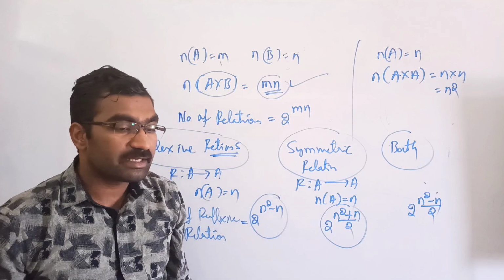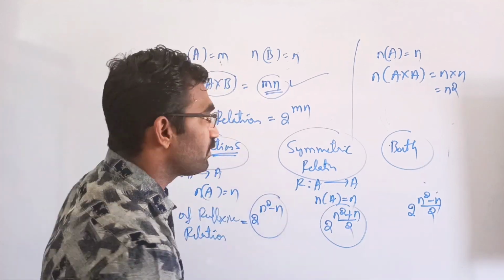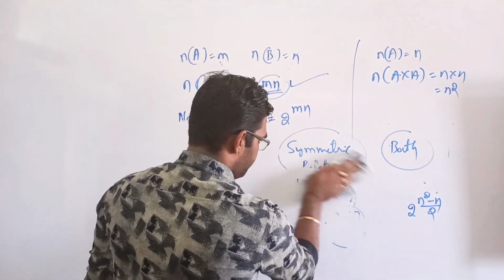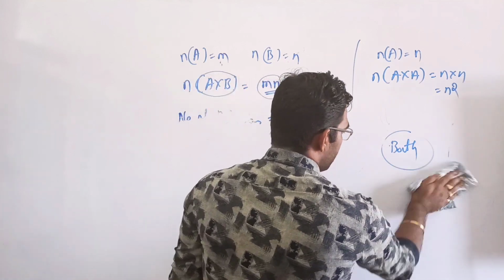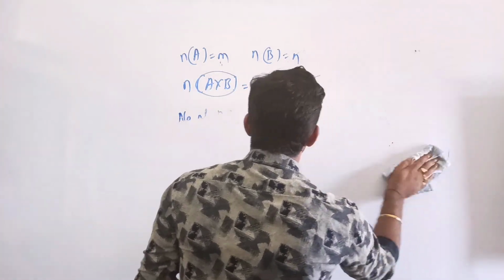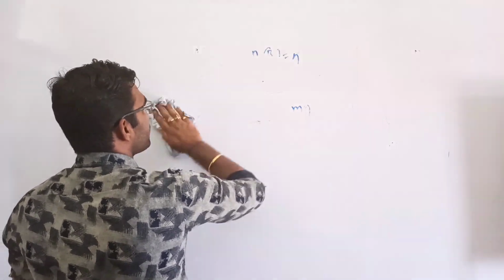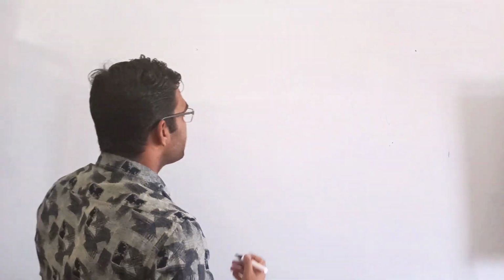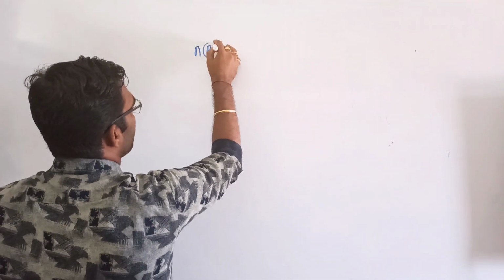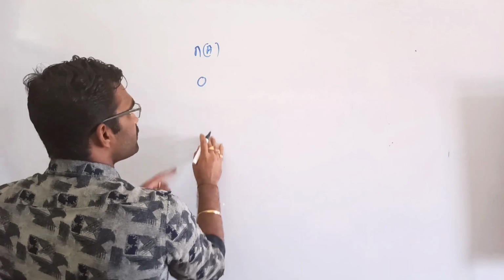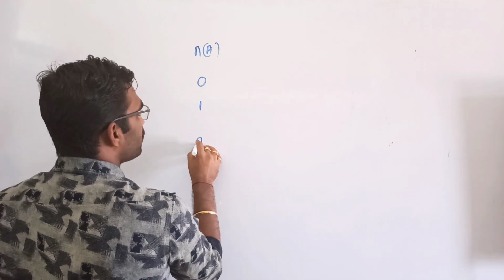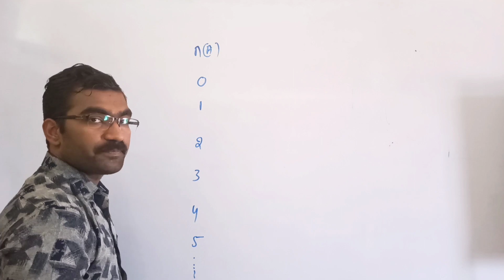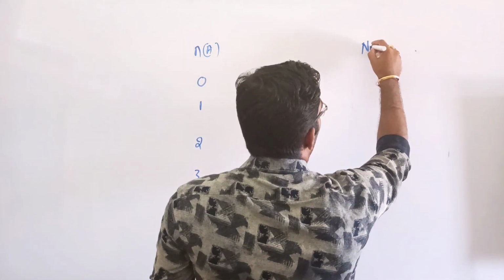Now I am going to discuss the number of equivalence relations, which is very much important, so we can answer them easily. We know that an equivalence relation is a relation which is reflexive, symmetric as well as transitive. So the number of equivalence relations depends on whether the set A has 0 elements, 1 element, 2 elements, 3 elements, 4 elements, 5 elements, and so on.